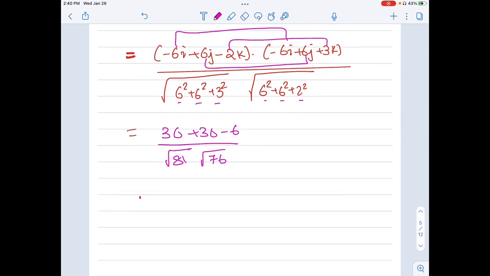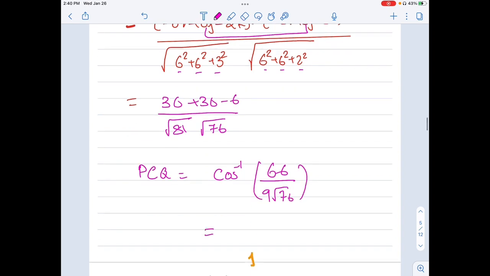So the angle PCQ is equal to cos inverse of 66 upon 9 root 76. Do it by calculator. This should give you the answer as 32.7 degrees. That's going to be the answer for that question.